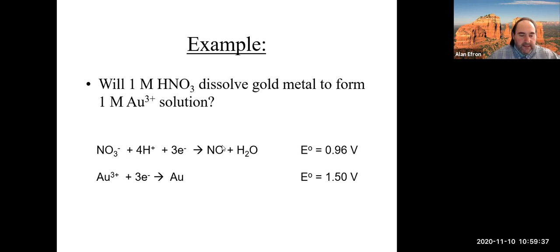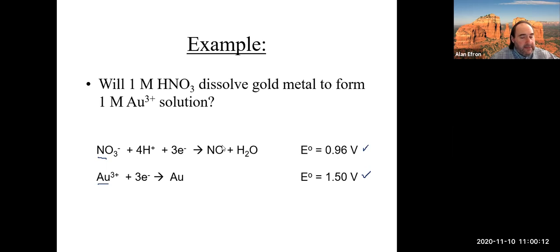Okay, so let's take a look here and see. We'll take our same approach: we want to figure out what is our anode and what is our cathode. In this case, you may look at our numbers and see that our gold is more positive than our nitric acid. That may lead you to believe that the gold is our cathode and our nitric acid is our anode. If that's the case, you would be incorrect.